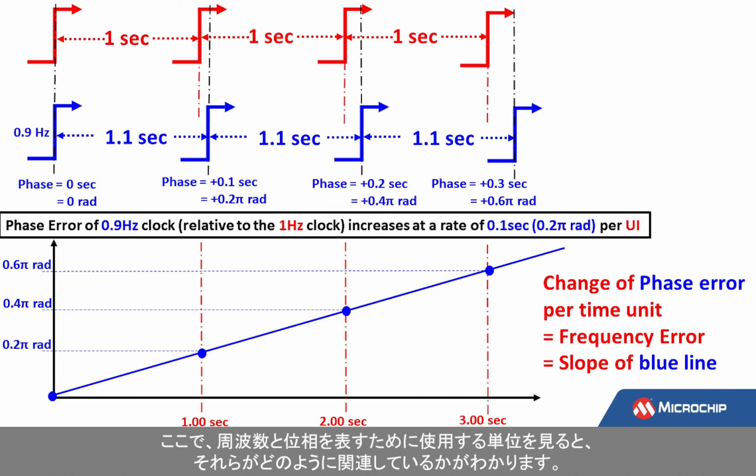Now, if we look at the units that we use to describe frequency and phase, we get a clue of how they are related. Phase, of course, we are describing in radians, and frequency uses the units of radians per second. So I just described how we can go from phase error to frequency error in the case of a constantly changing phase. Now, we can also go the other direction.